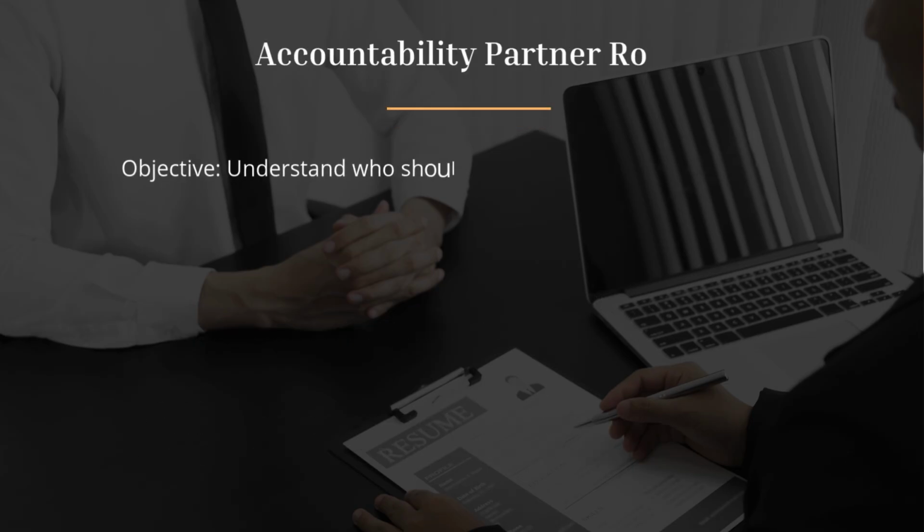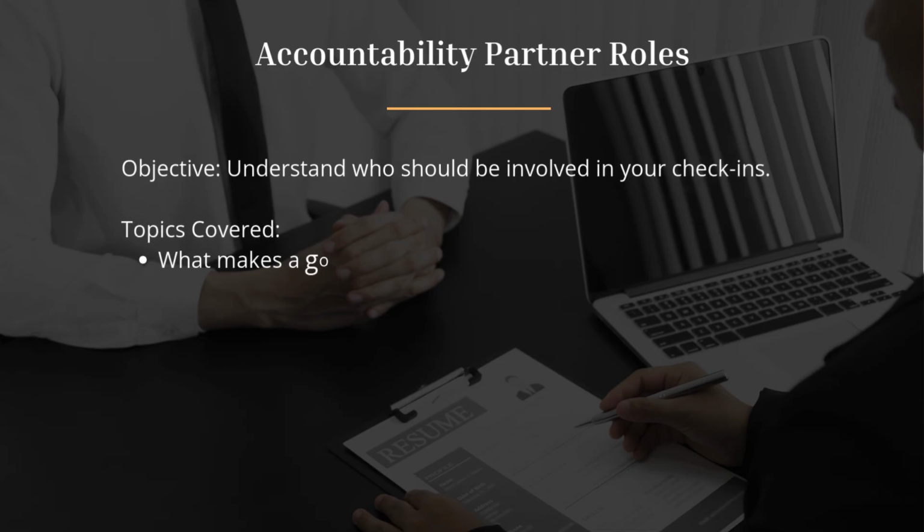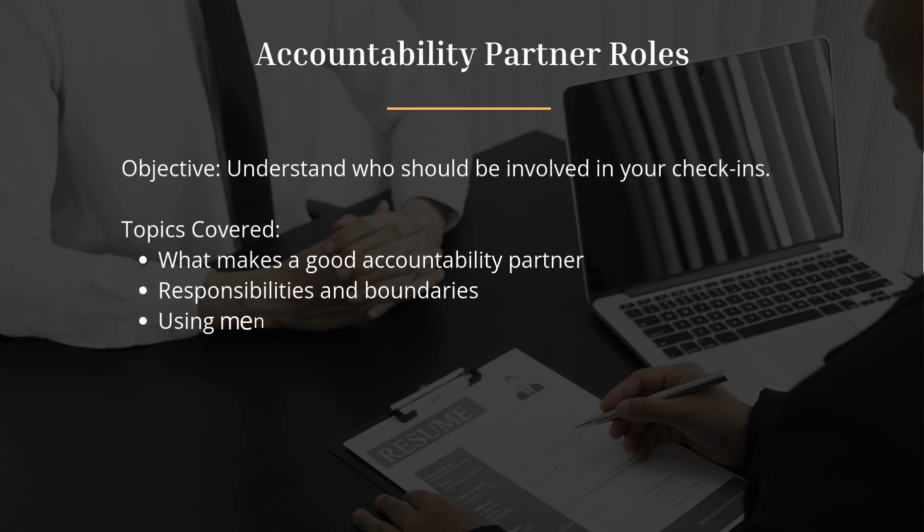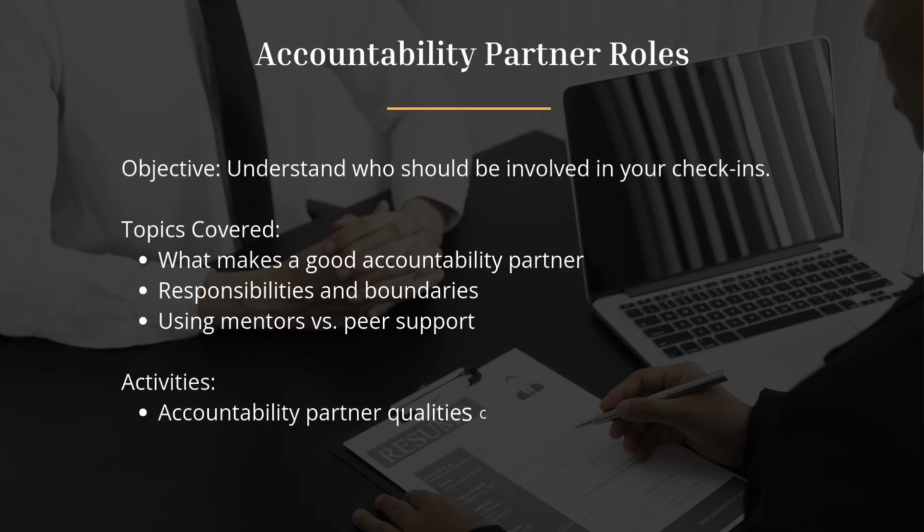Accountability partner roles. Objective: understand who should be involved in your check-ins. Topics covered: what makes a good accountability partner? Responsibilities and boundaries. Using mentors versus peer support. Activities. Accountability partner qualities checklist. Select or visualize the ideal accountability person or team.